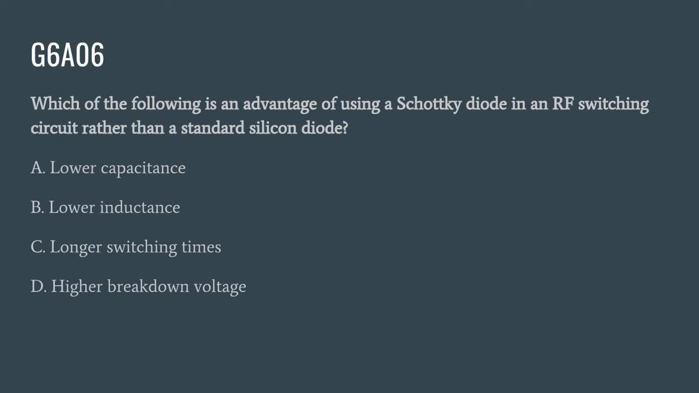G6A06, which of the following is an advantage of using a Schottky diode in an RF switching circuit rather than a standard silicon diode? A, lower capacitance, B, lower inductance, C, longer switching times, or D, higher breakdown voltage? Correct answer A, lower capacitance.